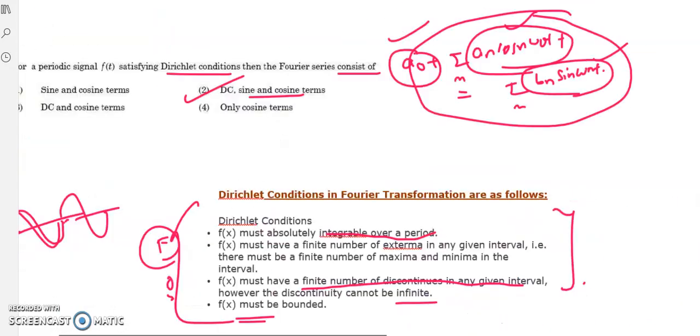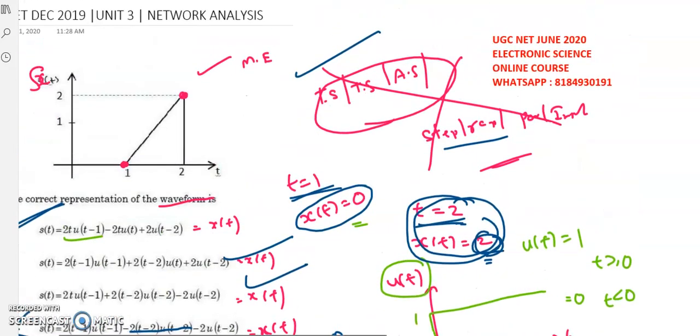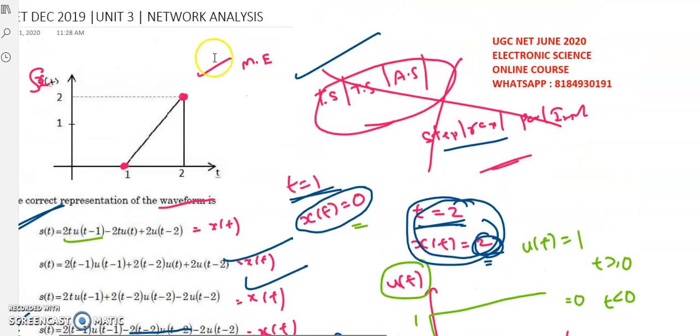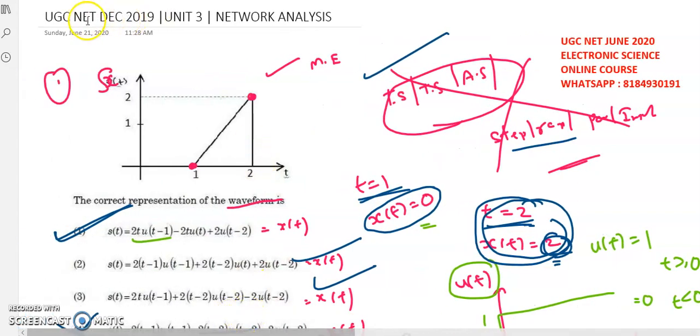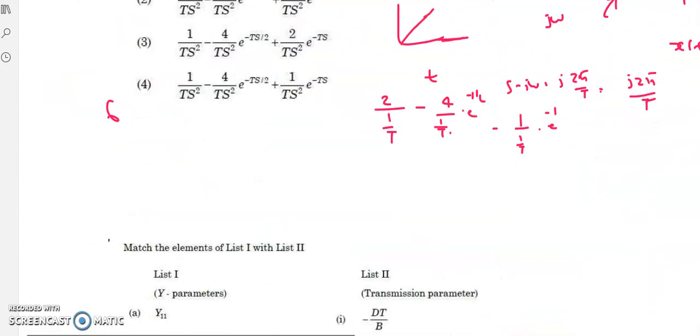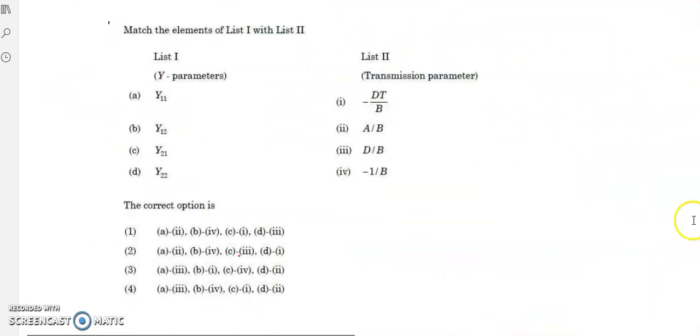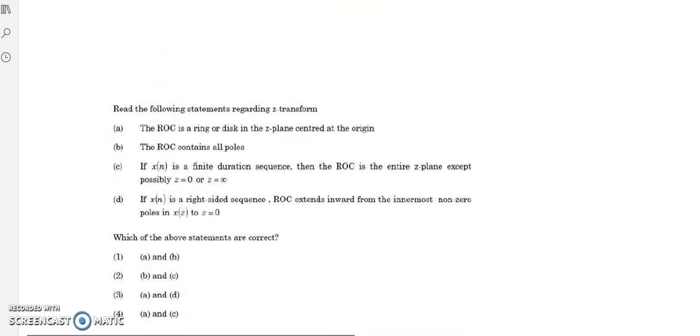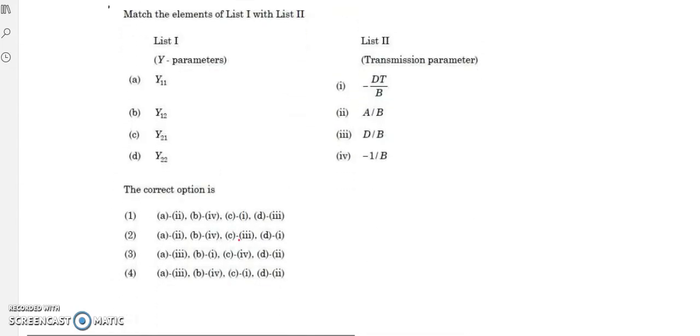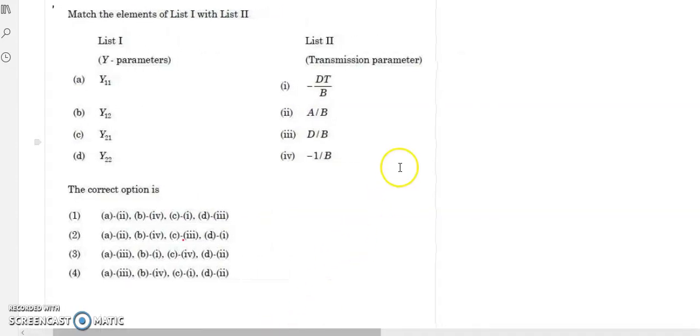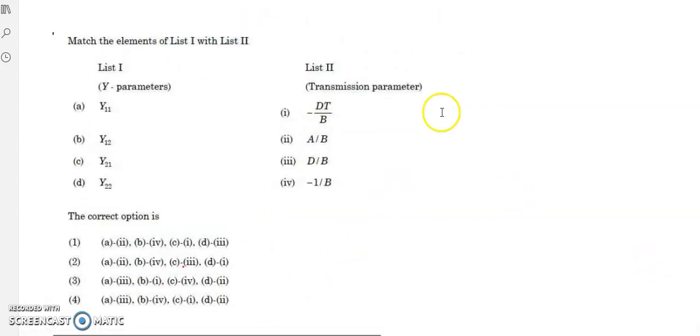In the previous video, we saw a few questions on unit 3, that is network analysis and signals. The questions came from the UGC exam in December 2019, and now two questions are left. One is from the two-port network and another one is from the Z transform. So we will first see this two-port network, and from this question you will be able to understand how to convert one two-port network's parameters to another two-port network's parameters, right?